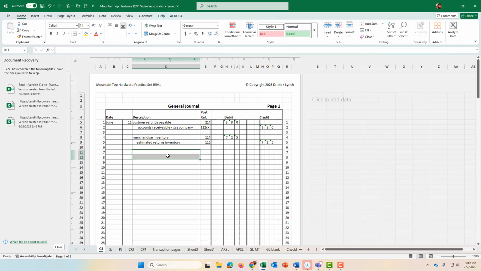Your actual credit memo will be different numbers, different company names, but this is to show you how the process works. I hope you found this useful, and if you have any questions, please don't hesitate to call.